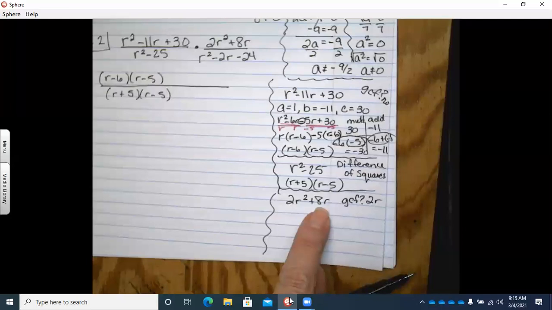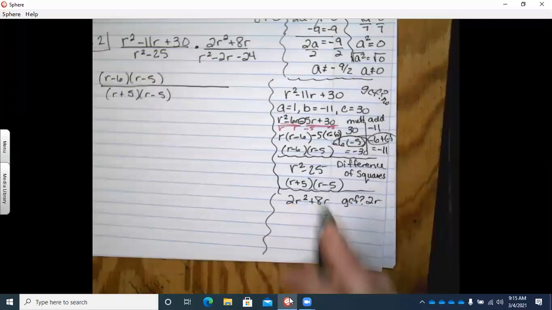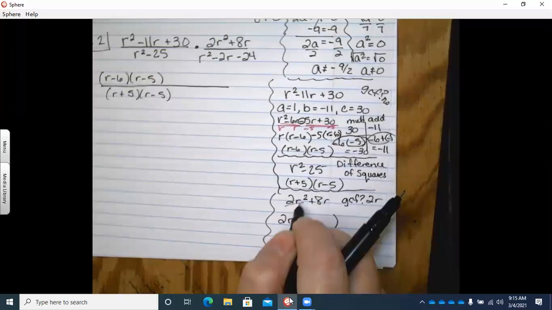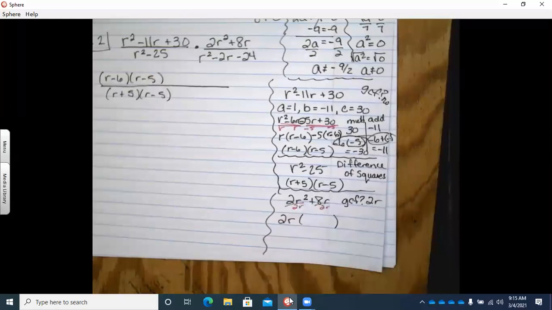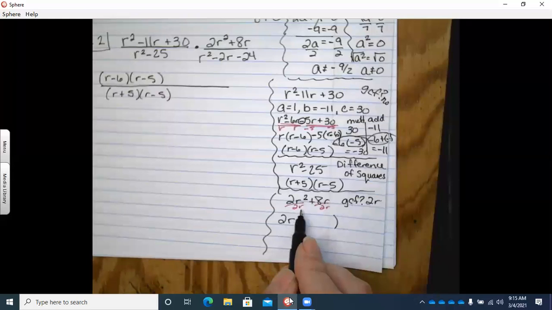Do both terms have at least 1 R? Yes. Do they both have at least 2 R's? No. So all I can take is 1 R. And then obviously 2, because 2 goes into 2 and 8 evenly. So my GCF is 2R. I'm going to divide each term by 2R. 2 divided by 2 is 1. R squared divided by R is just R. Plus 4, because I only had 1 R.